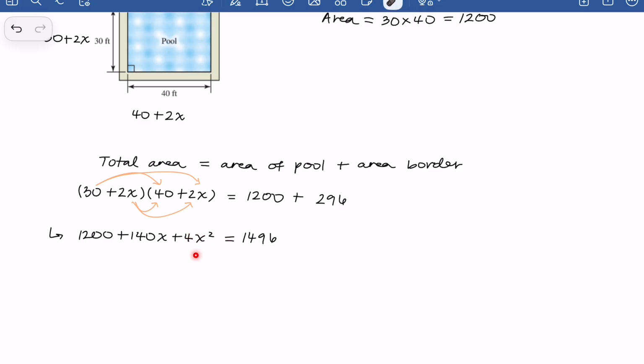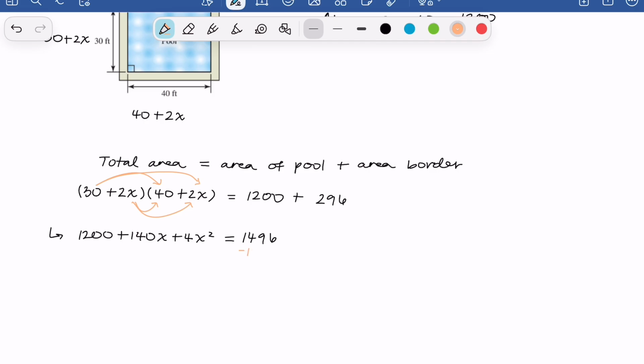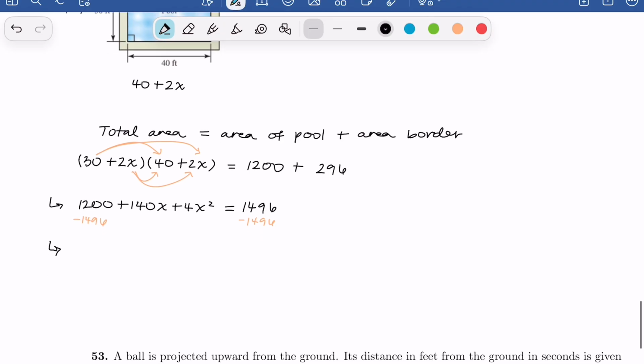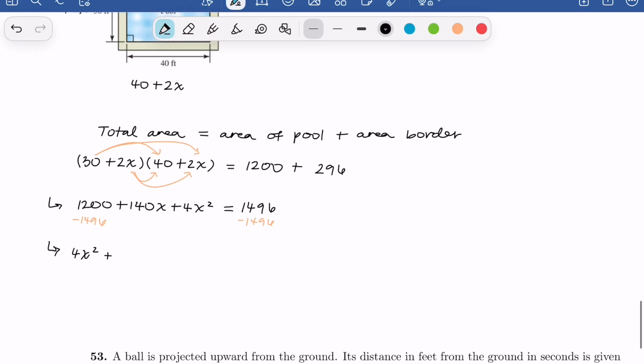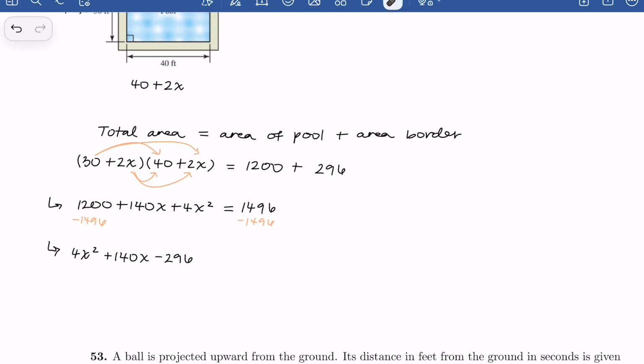Again, we have a quadratic equation here, so we only know how to solve that either with the quadratic formula or by using our zero factor property. So what I'm going to do then is subtract this here on both sides of my equation. Writing this in standard form, I'm going to write my squared term first, so I'm going to end up with 4x squared plus my 140x plus my constant term of negative 296.